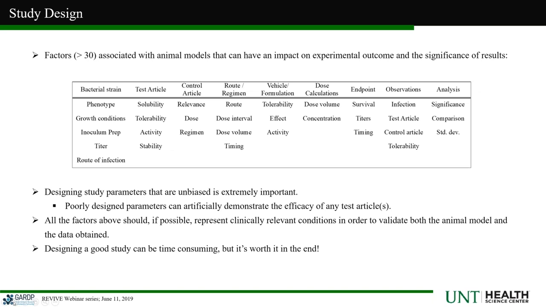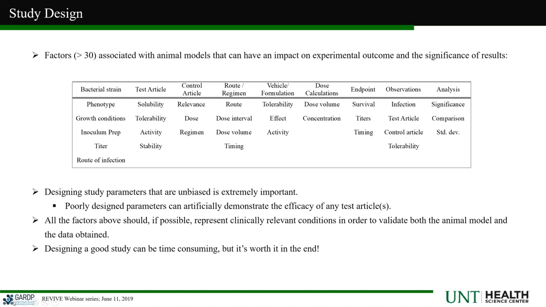So with all this in mind, which I went through rather quickly, and we can discuss that in the question timeframe, there are many factors that go into developing an animal model, validating the animal model, and testing new agents in that animal model. Well, from the strain point of view, bacterial strain, the test article, the animal you're using, vehicles, formulations, dose calculations, what endpoint, other obs, and the analysis that you're going to do.